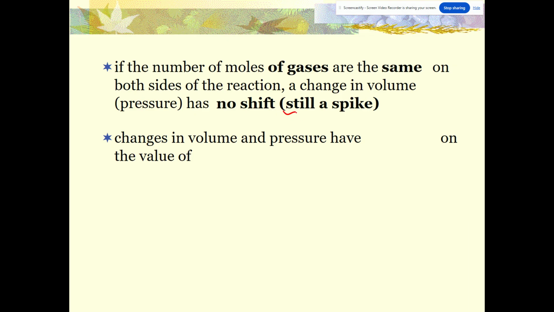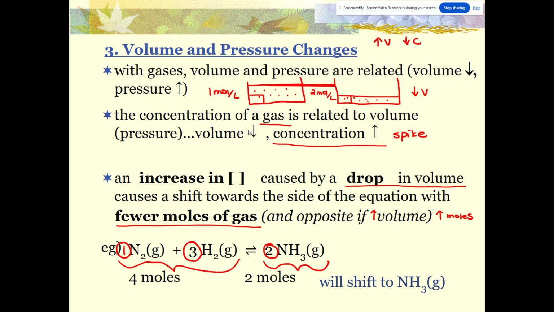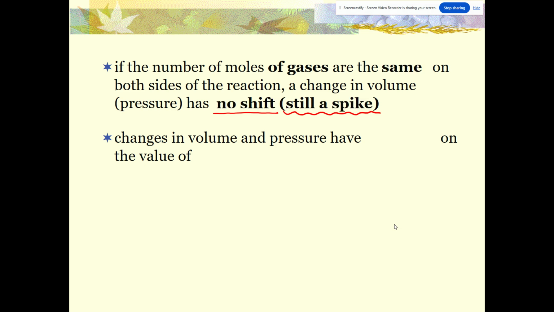There will still be that initial spike where all the concentrations go up or down depending on if you're increasing or decreasing the volume, but there will be no shift to the reactant or product side. I kind of went through this last example quickly. This was just showing again that if I were to decrease the volume, it would shift to the ammonia side in this example because that's the side that has fewer moles. Okay, when you increase the volume, it goes to the side with more moles. If the moles are the same, then there is no shift. Okay, this again is not going to affect our value of Kc.